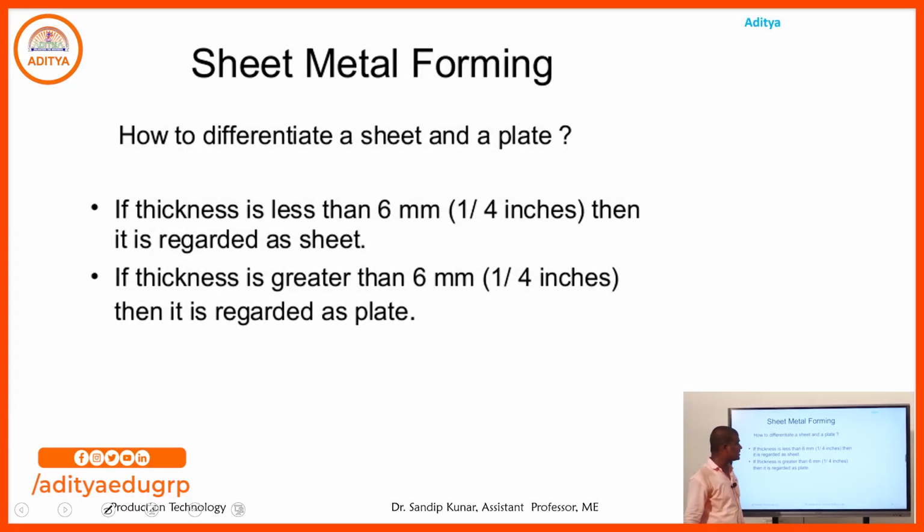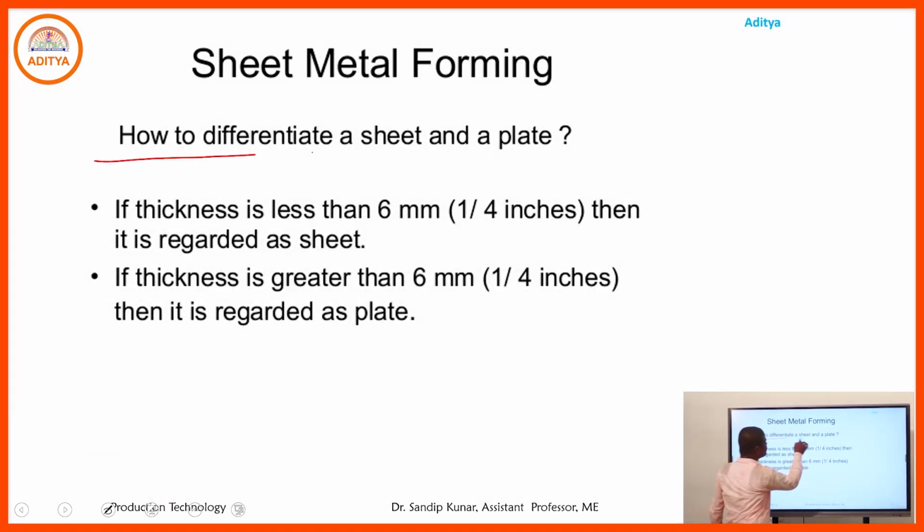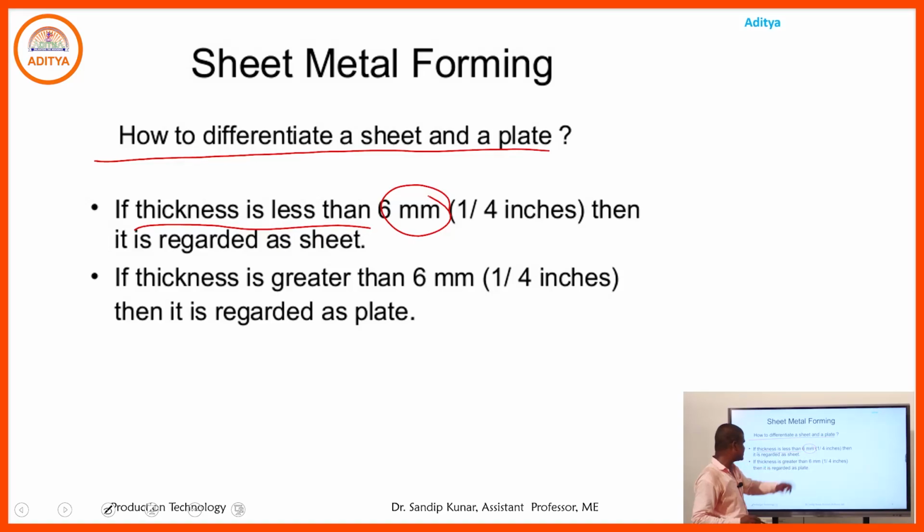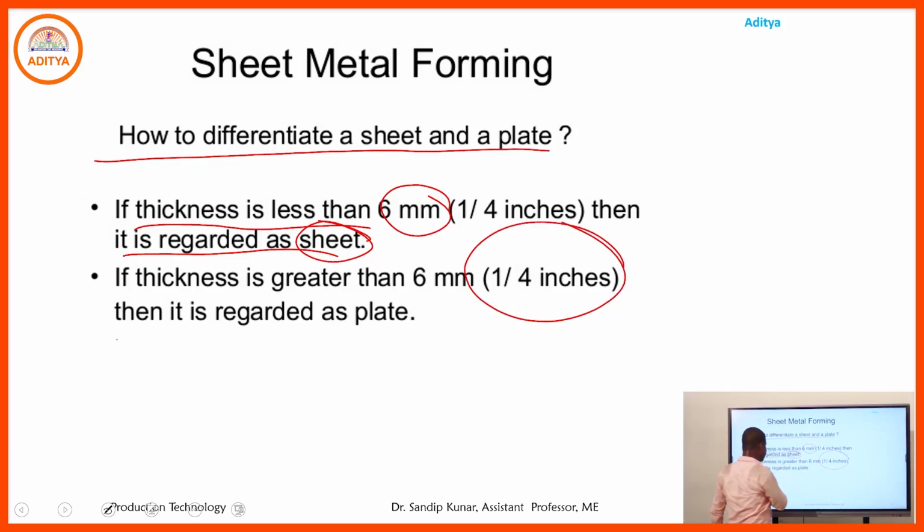Sheet metal forming. How do we differentiate sheet and plate? What is the difference between sheet and plate? If the thickness is less than 6 millimeter, or 1/4 inch, it is called a sheet. If the thickness is greater than 6 millimeter, or 1/4 inch, it is regarded as a plate.